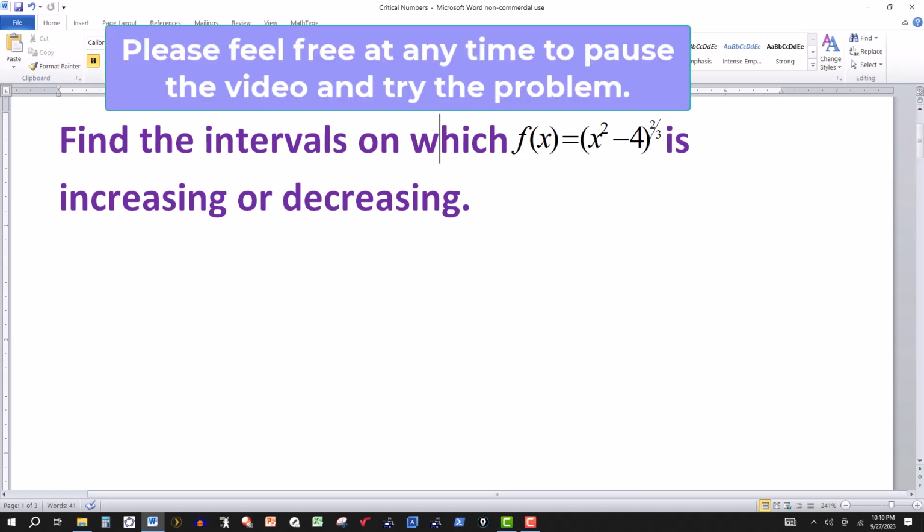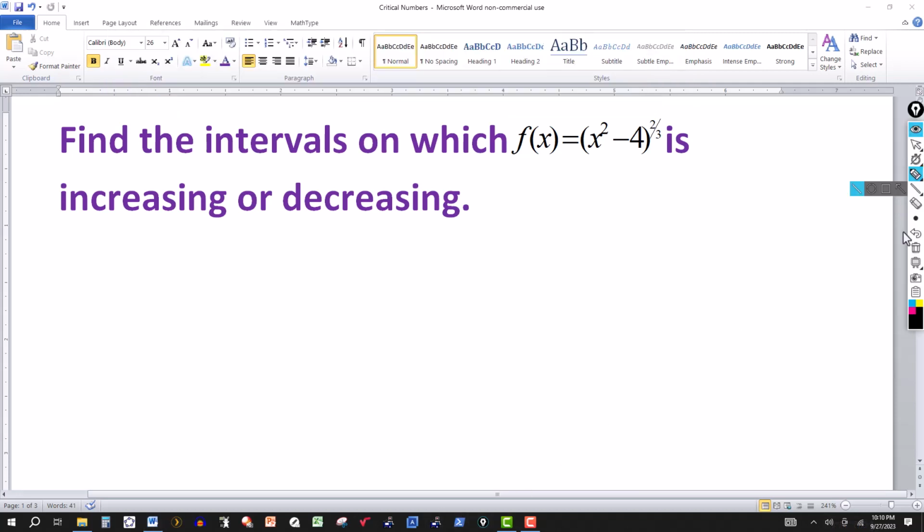In this video, we want to find the intervals on which this function f of x is either increasing or decreasing. And we're going to use critical values to find this out. So to do that, we need to find the derivative to start off with.